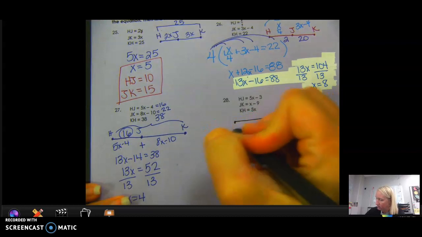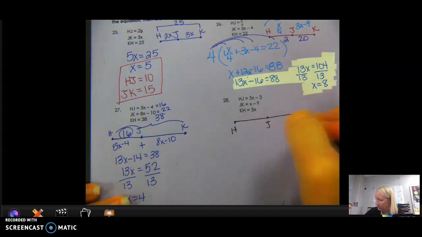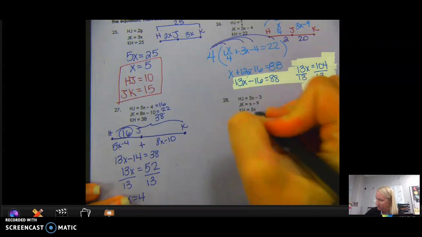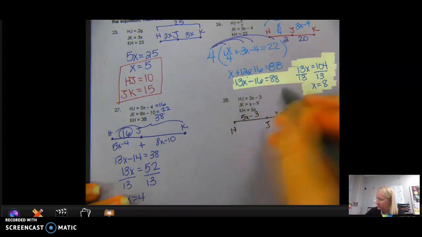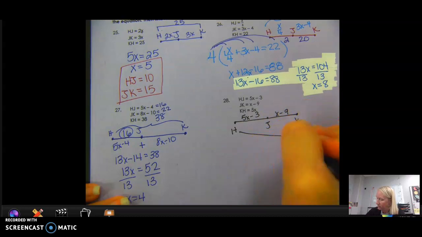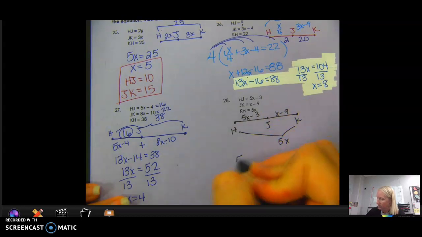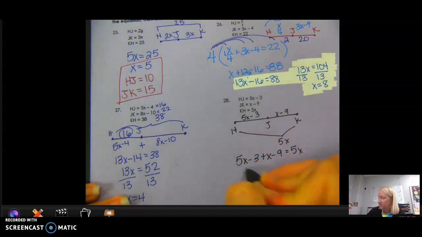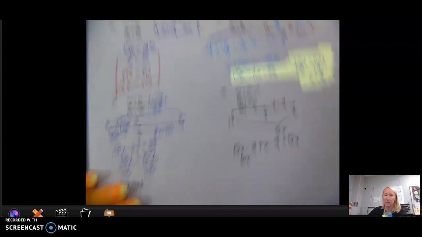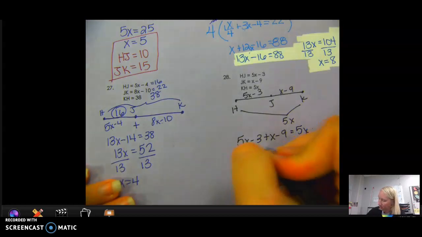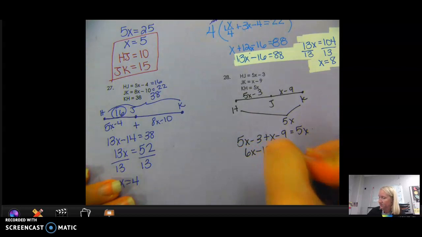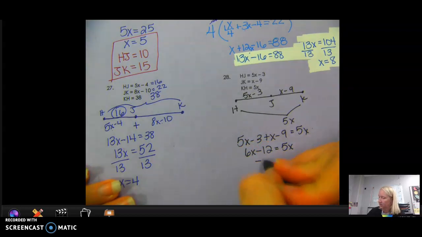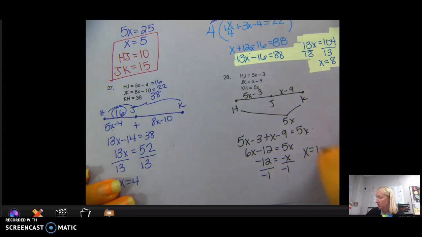So drop a quick picture. H, J, K. 5x minus 3, x minus 9. The whole thing is 5x. So we do 5x minus 3 plus x minus 9 equals 5x's. That's 6x, so combine like terms on the same side. 6x's minus 12 equals 5x. Subtract 6x from both sides, so I get negative 12 equals negative x. So we don't want that negative, we want that positive, so we're going to divide by negative 1 on both sides, so x equals 12.